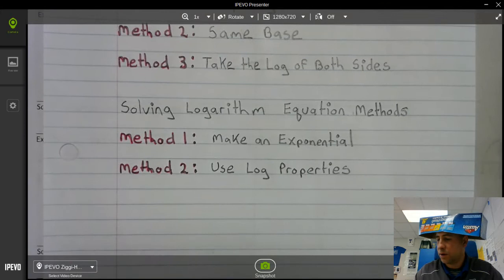All right. Next, solving logarithm equation methods. Okay, there's two of them, okay? Method 1, make an exponential. Method 2, use log properties. All right, so pause a minute to update your solving logarithm equation methods.